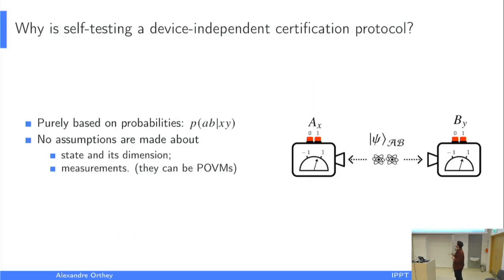Okay, so why do we say that self-testing is a device-independent certification protocol? It is device-independent. I mean, it does not depend on what is happening inside the box, because it's a black box. You have only inputs and outputs. And from these inputs and outputs, you can get probabilities. Put these probabilities into an inequality. If the inequality is violated, you have something quantum happening.